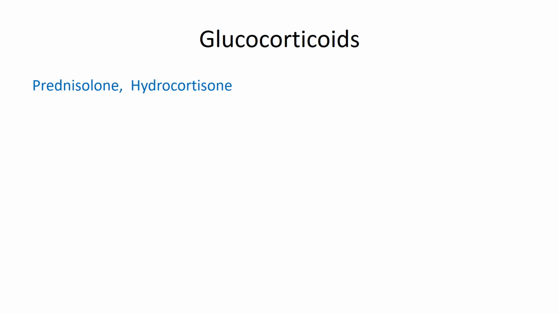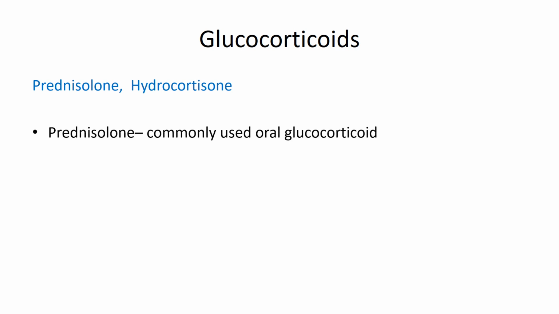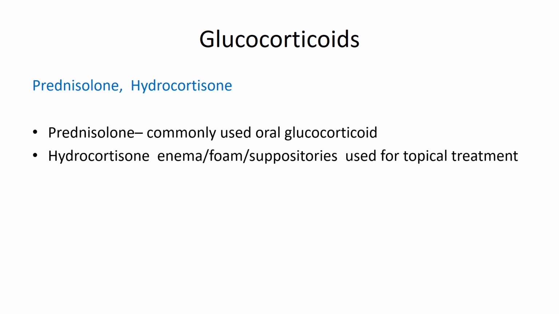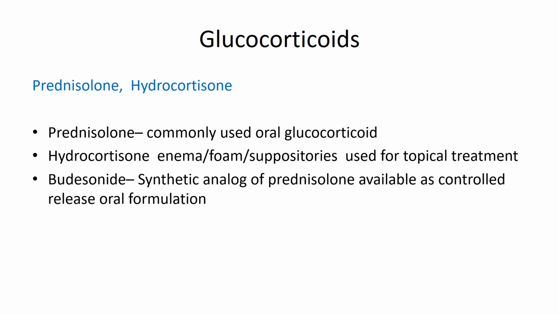Next group of drugs is glucocorticoids. There are different types of glucocorticoids. Out of that, prednisolone and hydrocortisone are commonly used. Prednisolone is commonly used as an oral glucocorticoid. Out of these two, prednisolone is given orally, the other one is used as enema forms or suppositories for topical treatment. And budesonide, a synthetic analog of prednisolone, is also used as a controlled-release oral formulation. The response appears within 2 weeks. So when we start the treatment, it takes 2 weeks for the response.